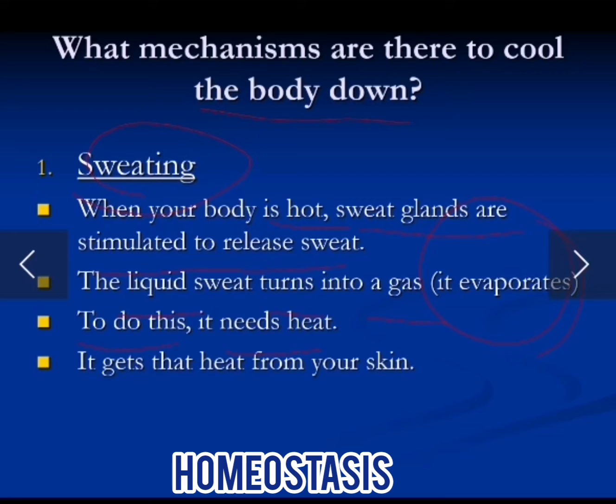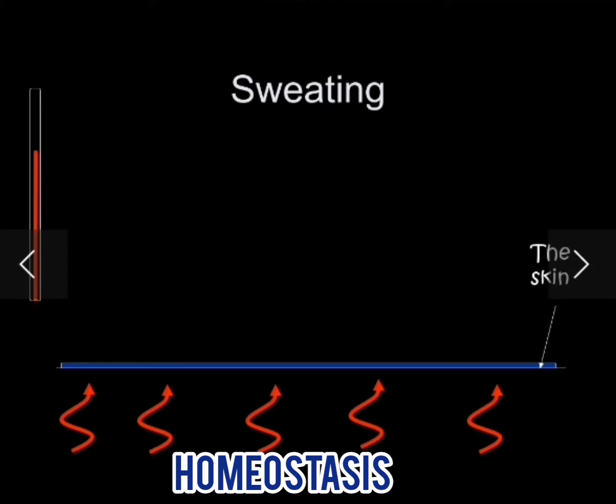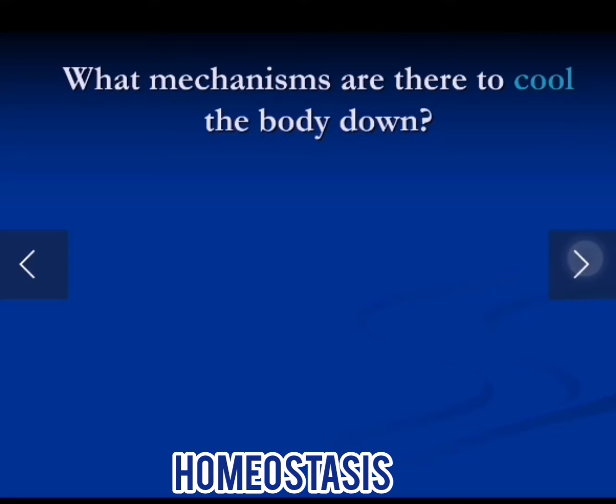So, when we produce sweat, the sweat goes onto the outer surface of the skin and it evaporates. And to do this, it needs heat. It gets that heat from your skin. So, as your skin loses heat, it cools down. So, let us see this diagram. The skin, the heat goes up into the skin and evaporates with the water vapor. What mechanisms are there to cool the body down?